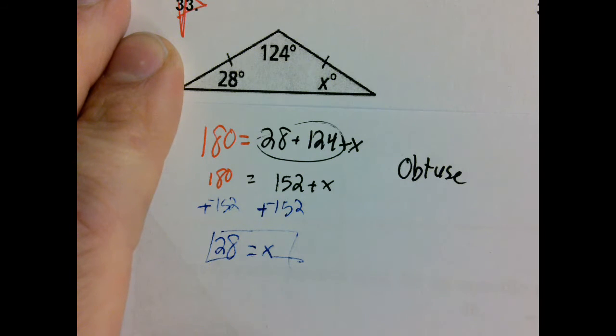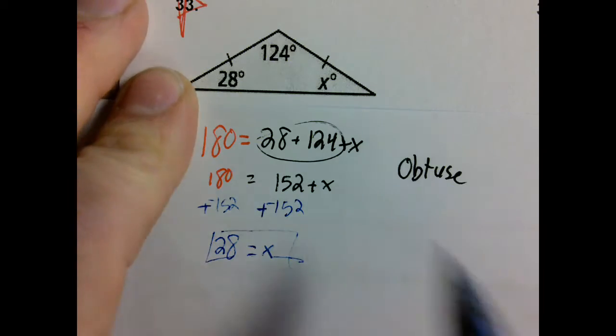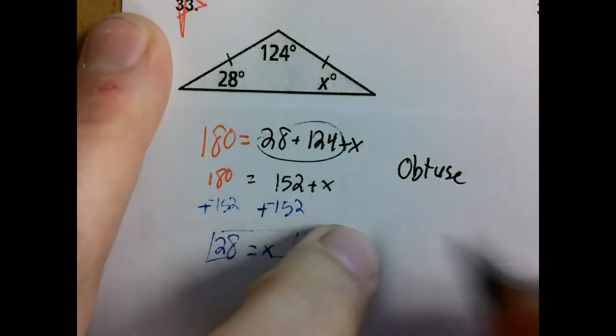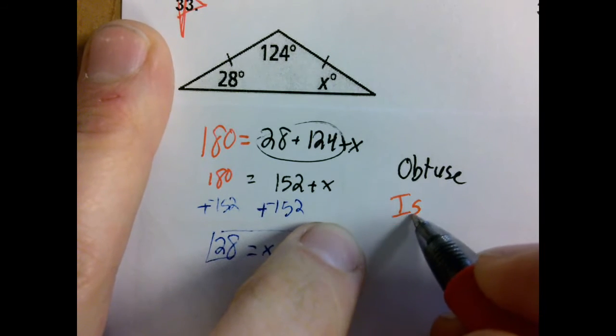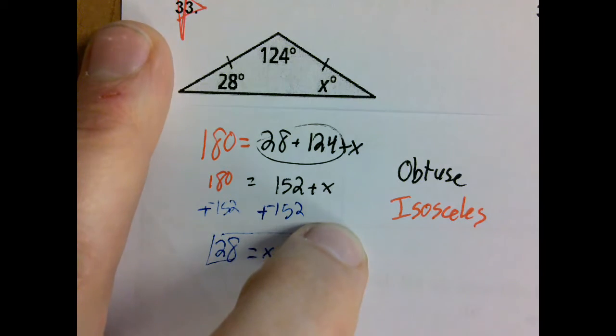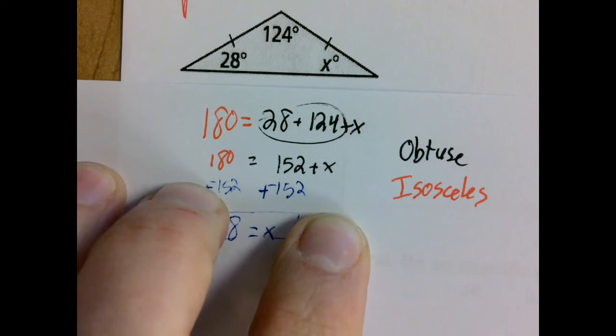But don't forget, you need another name, classified by its sides. Is it scalene, where all the sides are different? I'll give you a clue. Think of it, 2 sides and 2 angles are equal. If you don't want to put isosceles into your notes, you don't have to. It's multiple choice, so you don't have to worry about spelling it. But if you want isosceles in your notes, you can. Equilateral, where all the sides are the same. Equilateral, equal sides. You can put those.